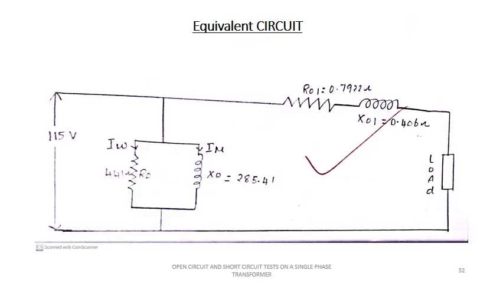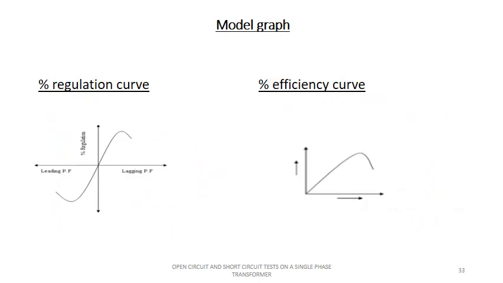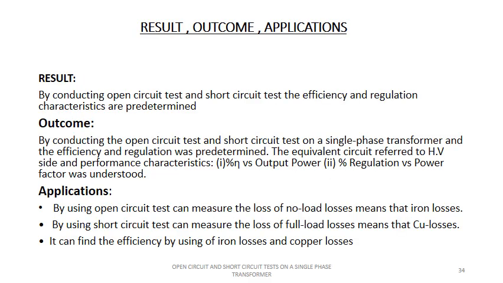Here is the equivalent circuit drawn for the open circuit and short circuit test on a single phase transformer. You can see we have found out RO1, XO1, RO and XO. This is the model graph for the percentage regulation curve and percentage efficiency curve. Here for the percentage regulation curve we are plotting leading and lagging power factor, and on the y-axis is percentage regulation. Result: by conducting the open circuit test and short circuit test, the efficiency and regulation characteristics are predetermined.